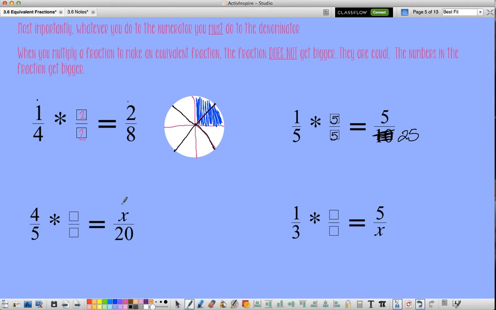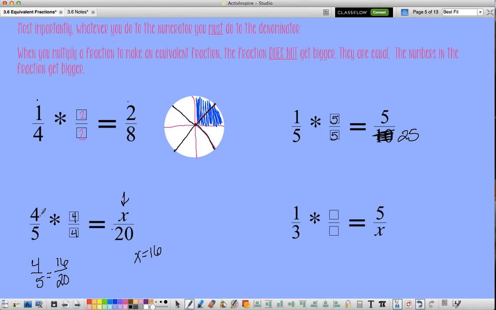So how does this work when we have a missing number? I'm trying to figure out 4/5 is equal to how many 20ths? Well, how did I go from 5 to 20? I multiplied by 4. So what I do to the bottom, I have to do to the top. So I know I have to multiply by 4, and I know that that'll give me 16. So I know x has to equal 16. So I know 4/5 is equal to 16/20.